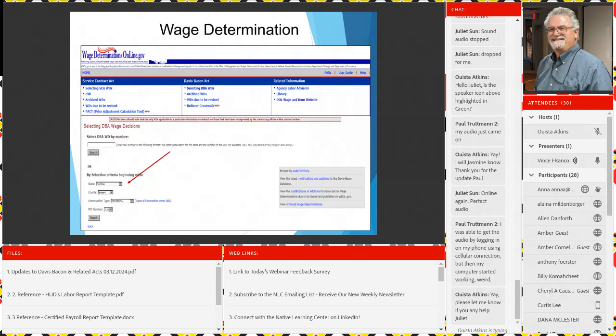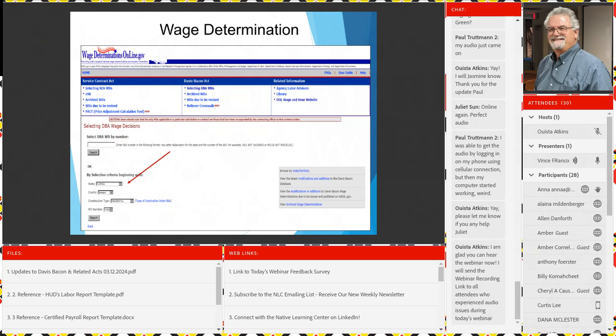This is what you would see as you're looking for specific wage determinations for a trade. What you're looking for is at the bottom. It says "by selection criteria beginning with," and you can select that first box as a drop-down menu where you can select the state that you're looking for. Below that is the county. It says Florida for the state, and below that it says Broward. That's the county that Fort Lauderdale's in, for example.